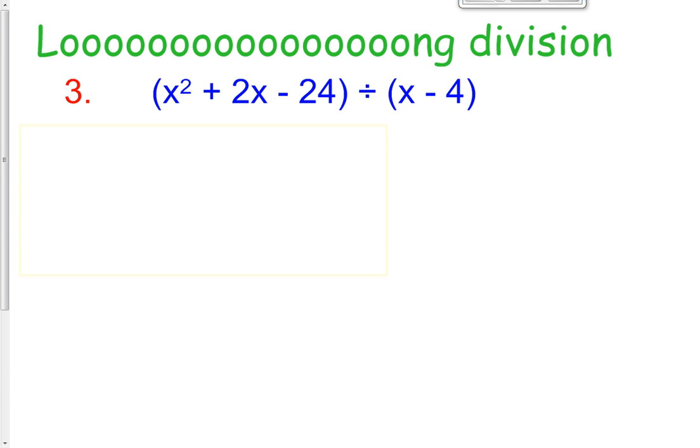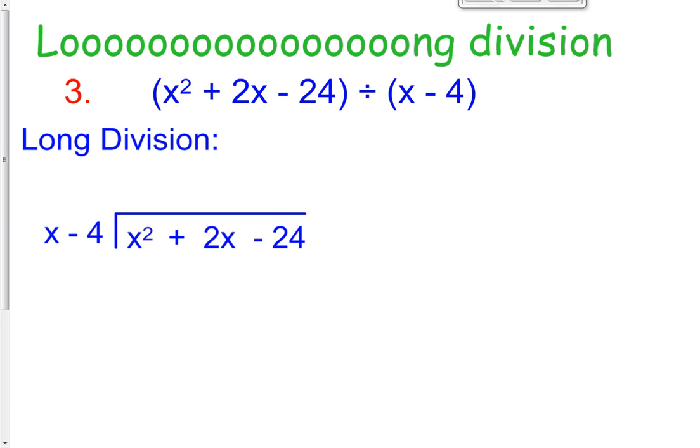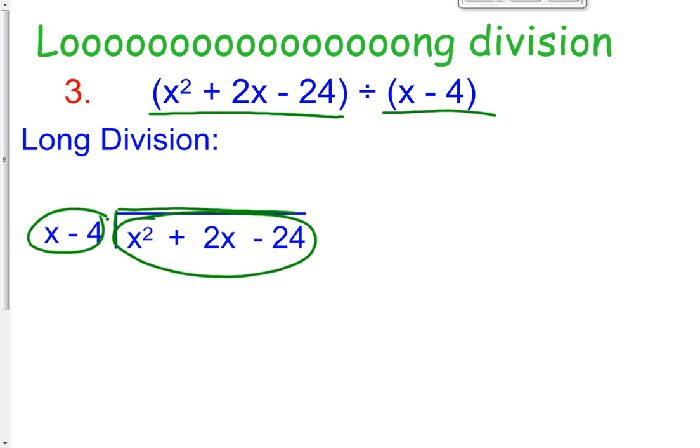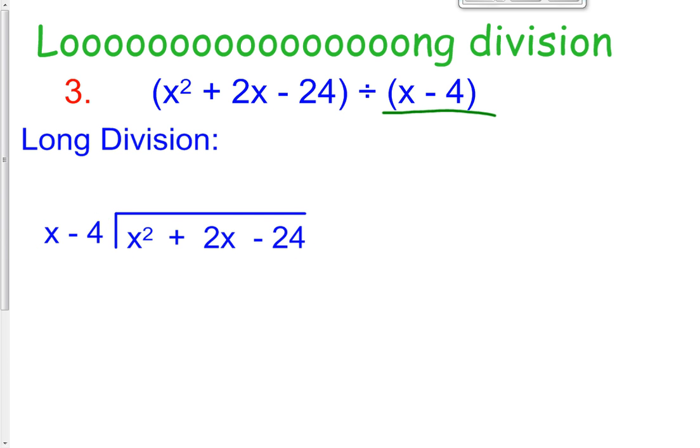Okay, so now we're doing long division. So when I see x squared plus 2x minus 24, one way I could write that is like this. I have my divisor, x minus 4, on the outside of my division bar. This is called my division bar. I have my dividend inside my division bar, and I'm going to try to get my quotient right here. Okay, so we're going to set it up the exact same way just as you did in the third grade. Put your divisor on the outside of the division bar, put your dividend on the inside.